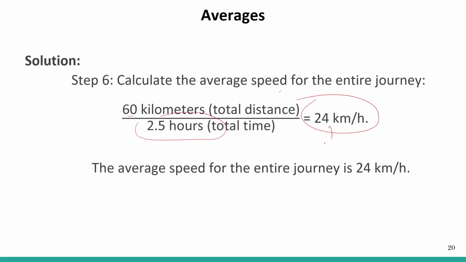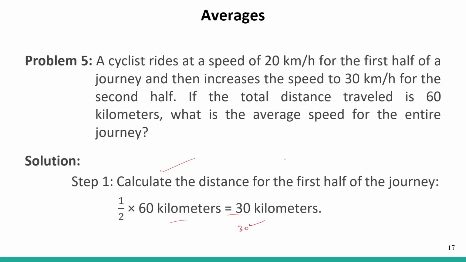So this will be the average speed at which, if one completes the journey, then he will be covering 60 kilometers in 2.5 hours, with completing the first half at the speed of 20 km per hour and the second half at 30 km per hour.